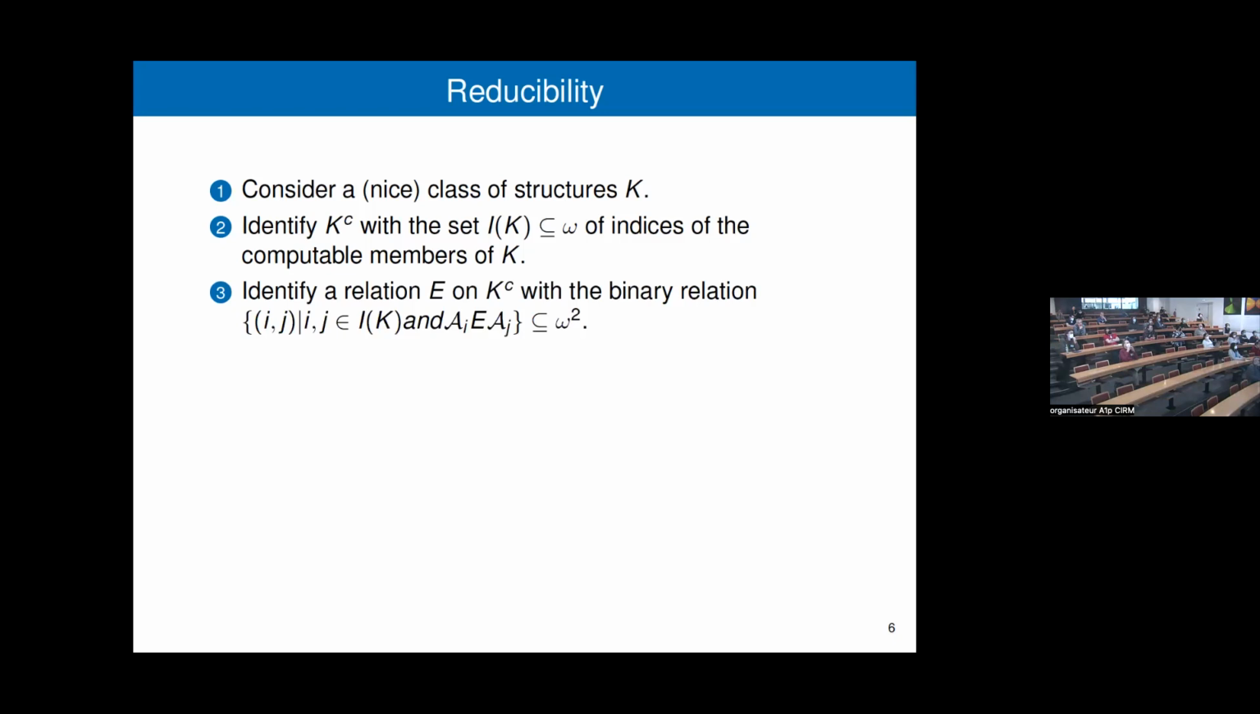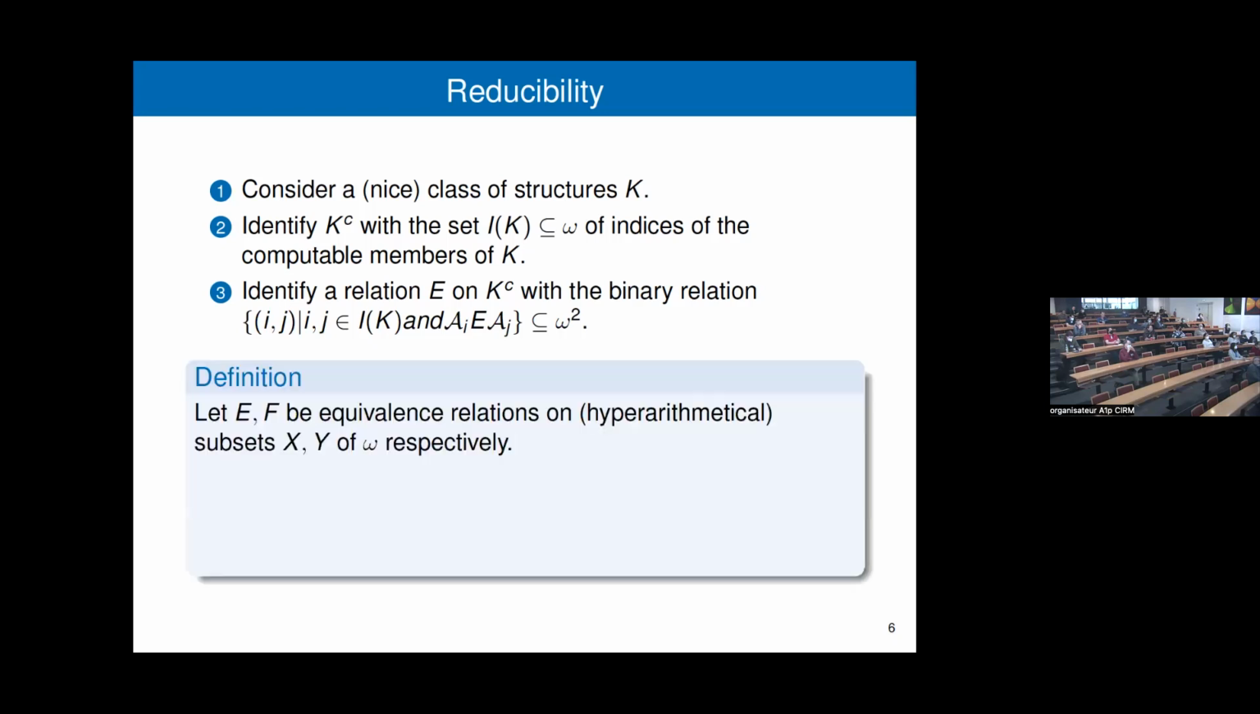Then any relation on such a class, for example, bi-embeddability or isomorphism, or it doesn't even have to be an equivalence relation, some kind of binary relation, can be identified with a relation on indices. So we have a relation E, and we identify it with the relation on the corresponding indices of structures from this class K. Now it's a binary relation just on the natural numbers, and we can measure the complexity of those relations as relations on the natural numbers.